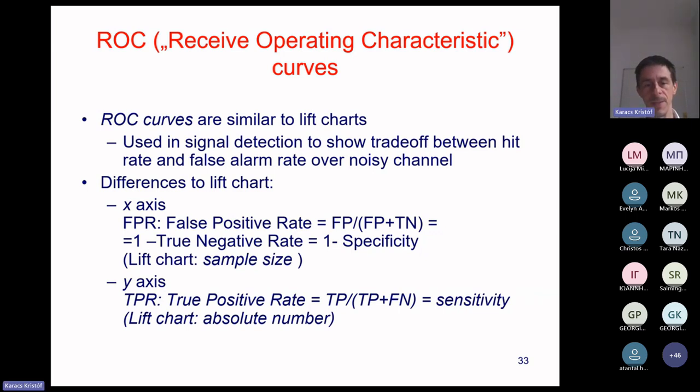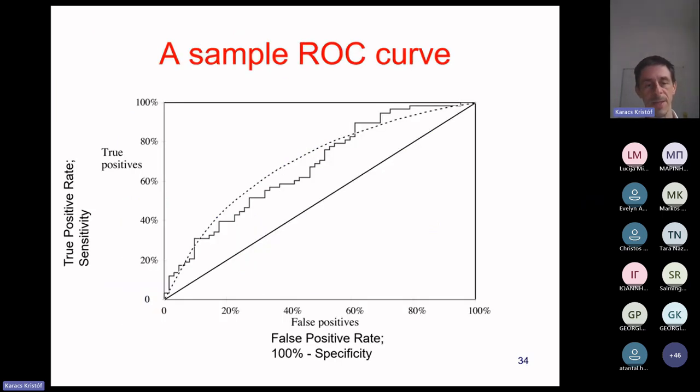The differences to the lift chart that we've seen is that on the horizontal axis, we have the false positive rate, which is 1 minus the specificity. And on the y-axis, we have the sensitivity, which is the true positive rate. And if you plot the models that you get by applying different thresholds to your probabilistic classifier, then this is the type of curve you would expect to see.